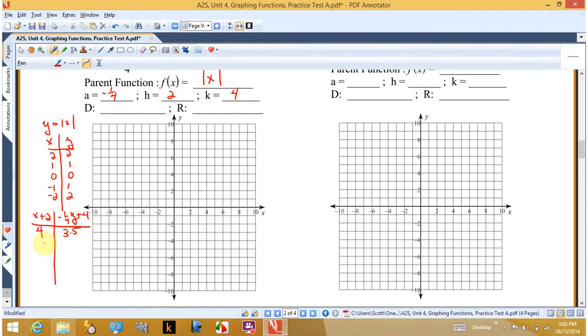Plugging in the next value, 1. So I got 1 plus 2 for the X. And plugging this 1 that I have for Y into this equation, I would get a negative 1/4 plus 4. That would be 3.75. Plugging the 0 in, I would get 0 plus 2. Plugging the 0 in on the other side, for the Y, I get 4.